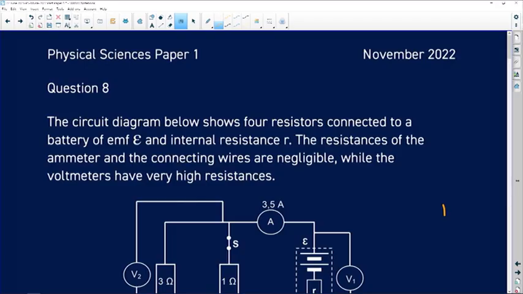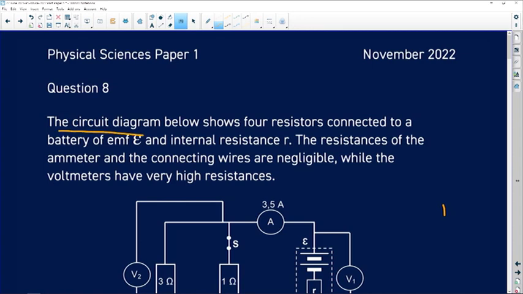Let us look at question 8, Physical Sciences paper 1 grade 12 from November 2022. So question 8 is electric circuits. Let's just get straight to it. Right, question 8. We are given a circuit diagram here.